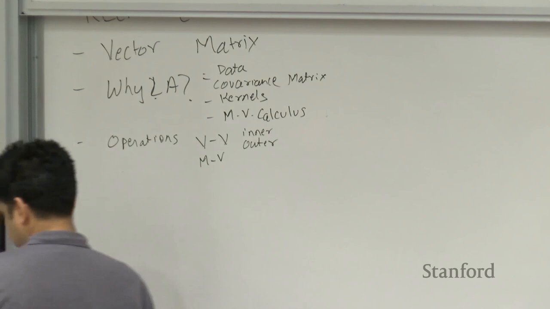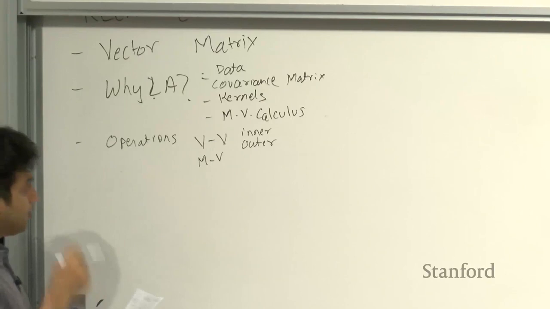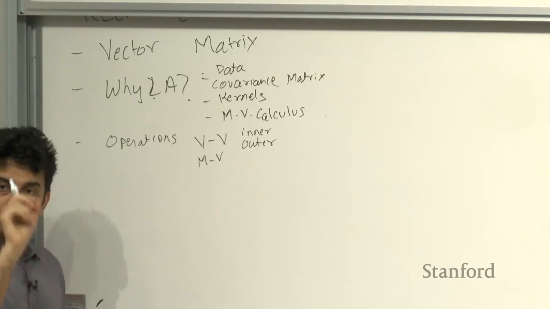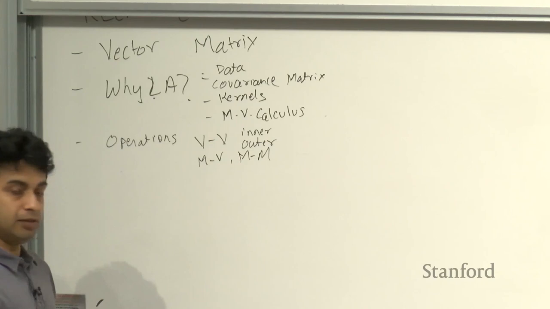Yes, question? Is that better? Okay, awesome. Thank you. We saw the matrix vector operation, both the dot product view and the scaling of the columns interpretation. And then we also covered matrix multiplication. And we saw a couple of interpretations of that, the inner product interpretation and the outer product interpretation.